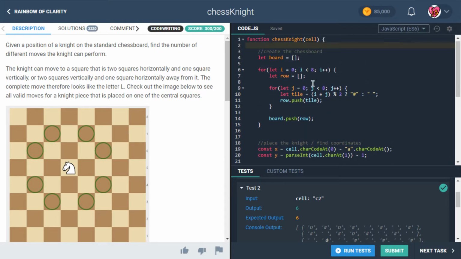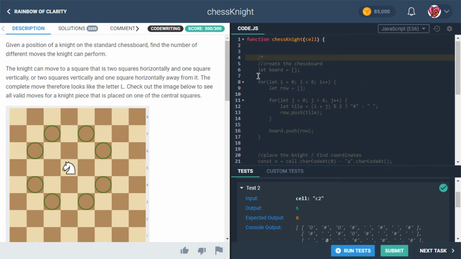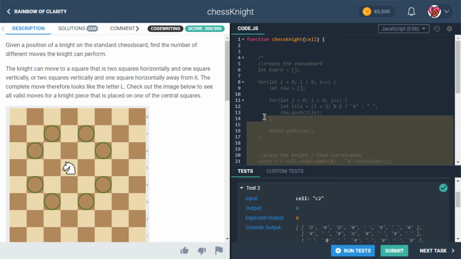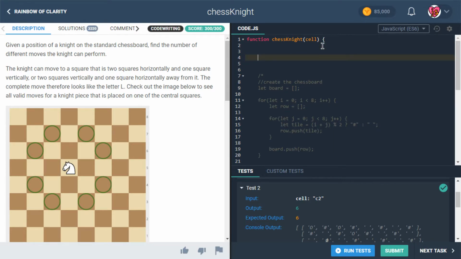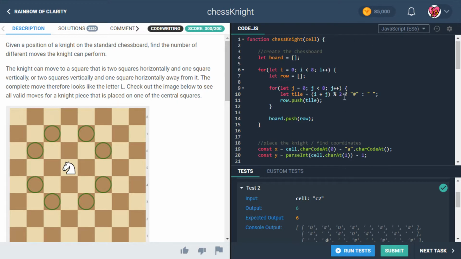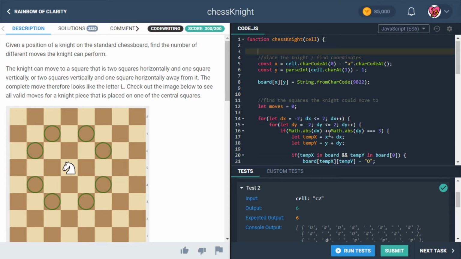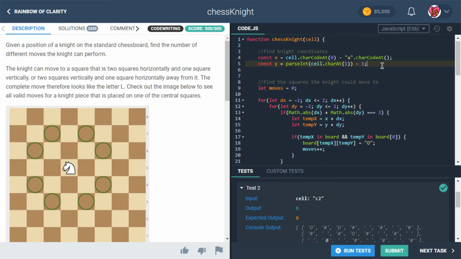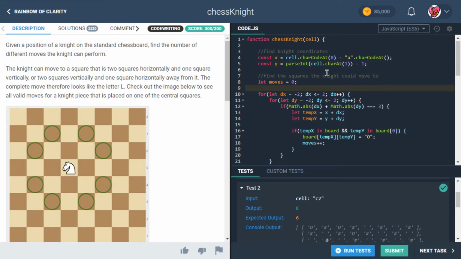So let's retool this. We're going to archive this one, wrap it up in a nice big comment, and then let's get the inside here, and we're going to modify it. We'll do some surgery on this. So first of all, instead of creating the chessboard, let's just not do that. And instead of placing the knight, we're just going to find the, I should be specific, find the knight coordinates. Okay, cool. And we're going to not do that. And then we want to find the squares the knight could move to.